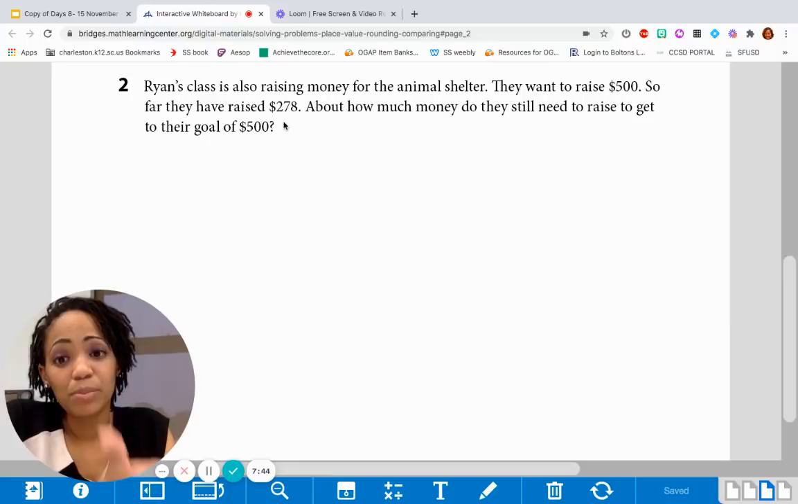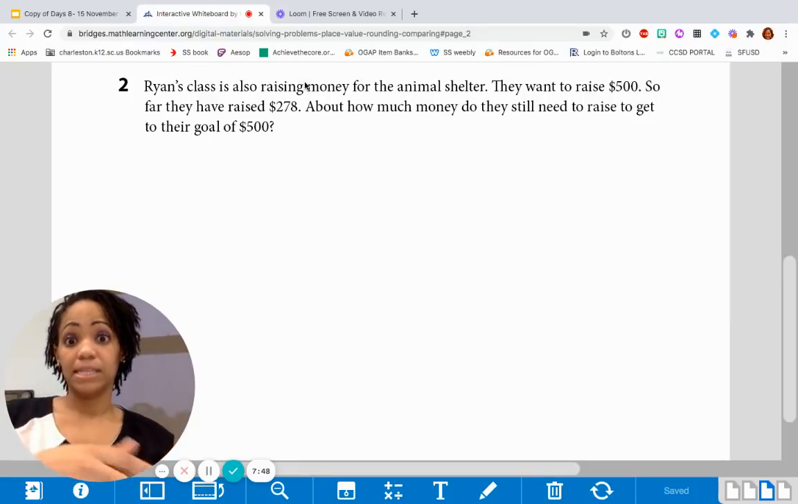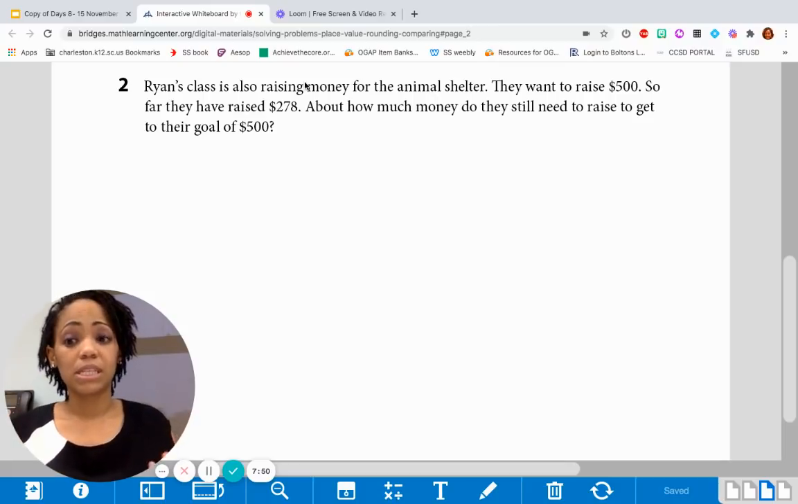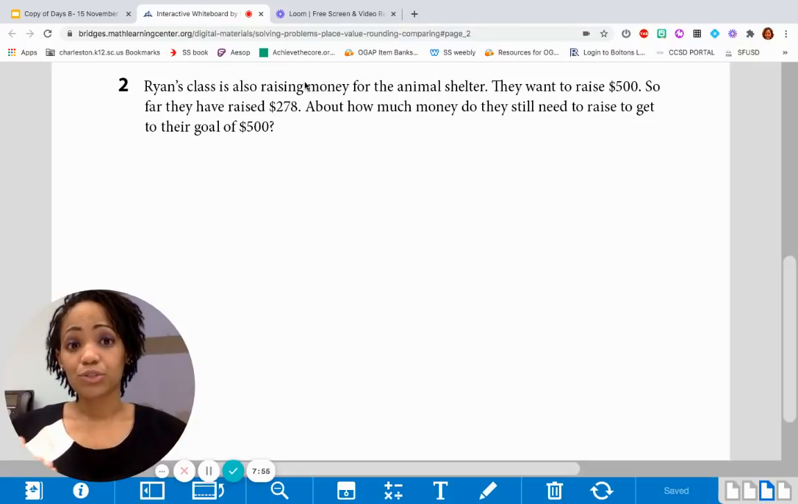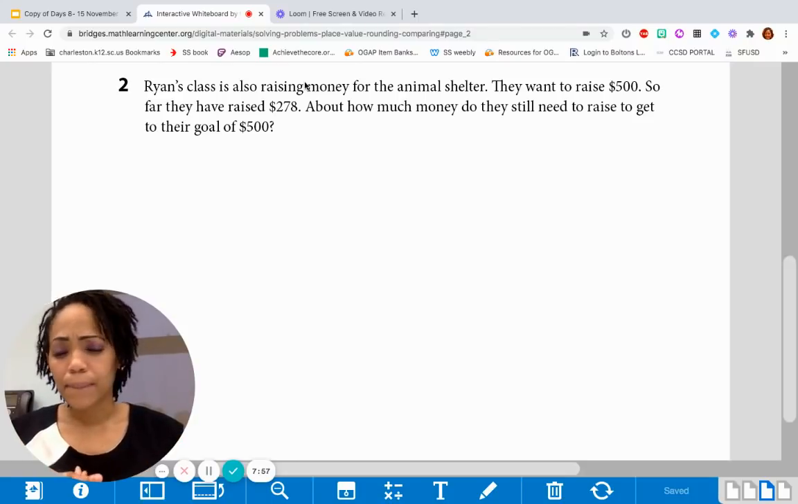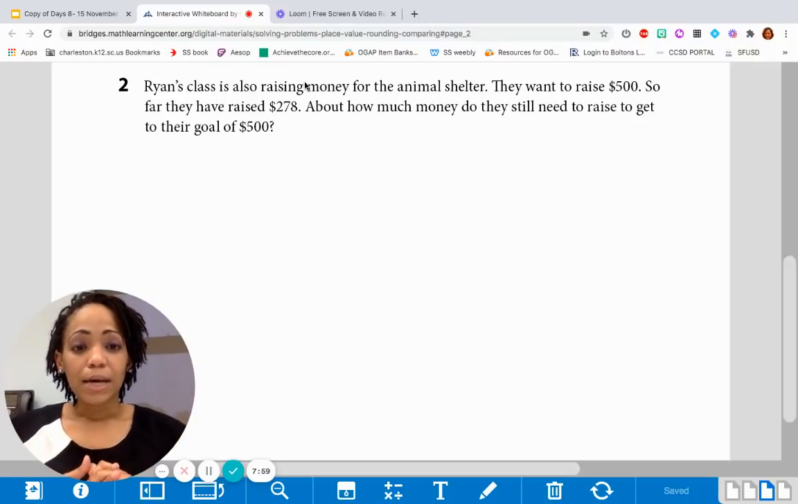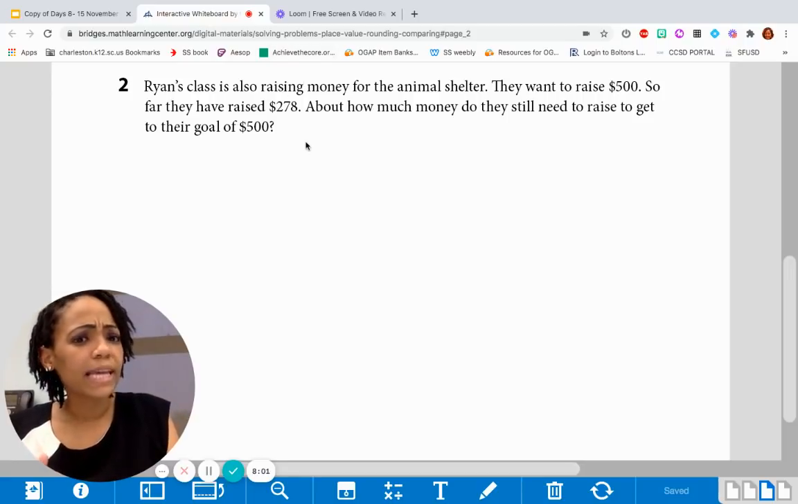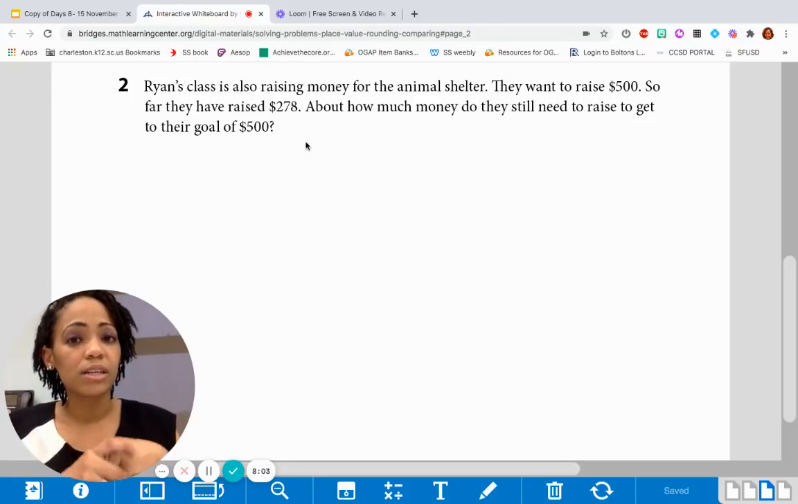So $200 would be reasonable because we could round 278 to the nearest tens, placing it at 280, or to the nearest hundreds, placing it at 300, excuse me, plus another 200 would be 500. So if you got 200, I completely understand that. It just wouldn't quite get us to 500, but would be really close.